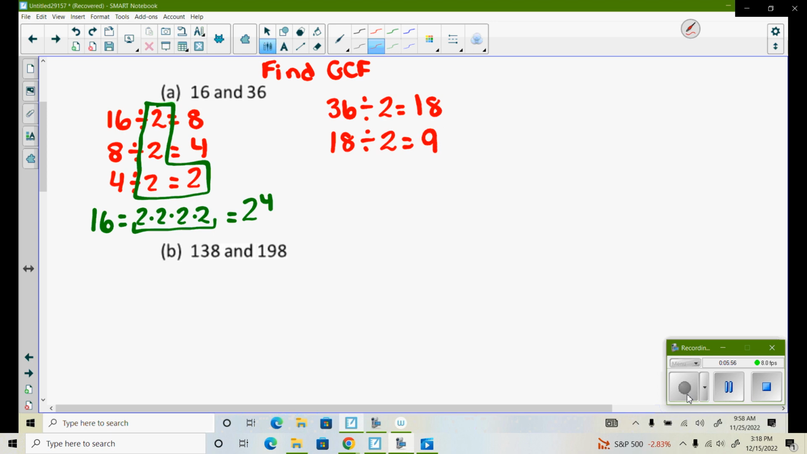Then I'm going to take 9, and my lowest prime number that can go into 9 is 3, and that equals 3. So now that I have a prime number here at the end, I know I'm done. I'm going to draw my hockey stick around all my factors, and then I'm going to list them out. So 36 would be equal to 2 times 2 times 3 times 3.